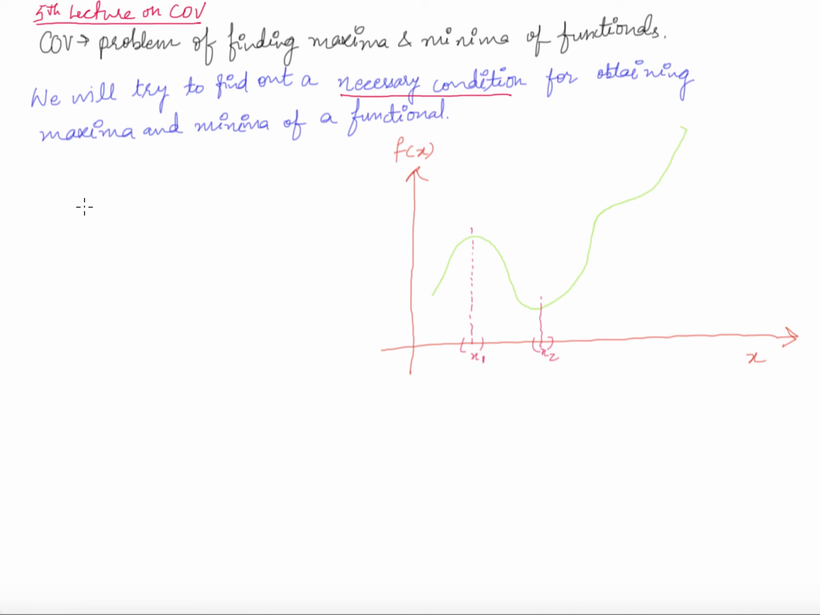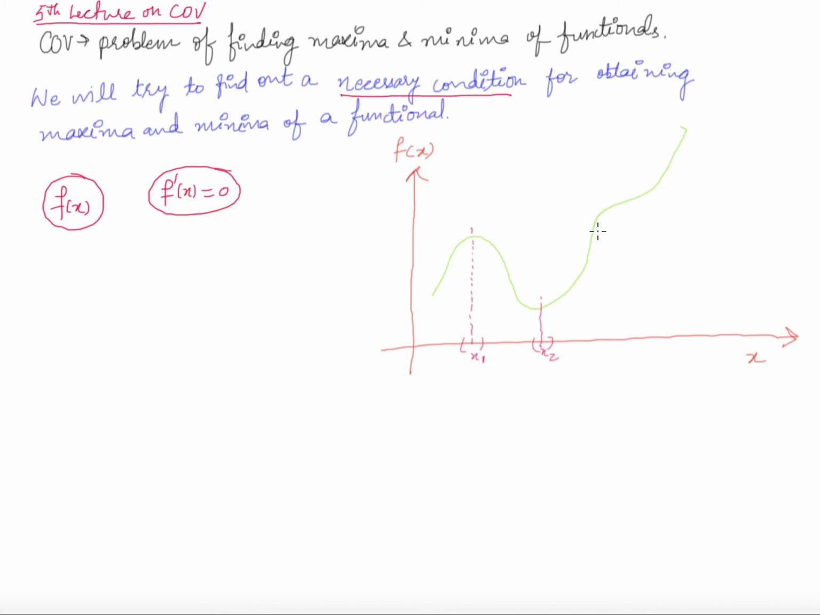You'll probably be knowing that if I have a function f of x, then the necessary condition for it to have a maxima or minima at a certain point is that the derivative of the function should be 0 at that point. Okay, you all know this thing.